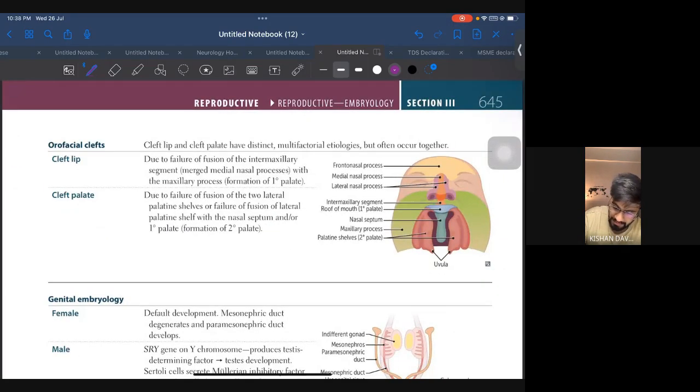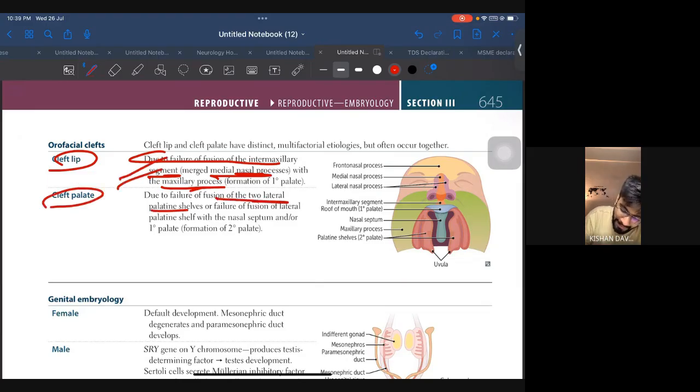Orofacial cleft, and this is very high yield because they ask in cleft lip failure of fusion कहाँ पे हो रहा है? What is the failure of fusion in cleft lip? So due to failure of fusion of intermaxillary segment with maxillary process. Okay, so medial nasal process. And cleft palate में due to failure of fusion of two lateral palatine shelves or the failure of fusion of lateral palatine shelves with nasal septum.